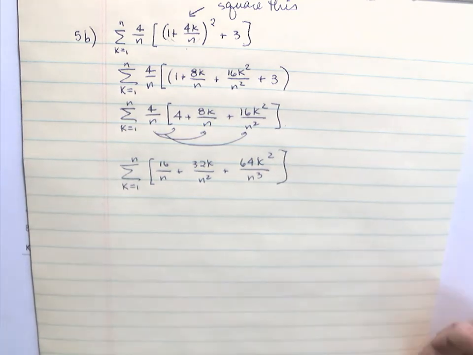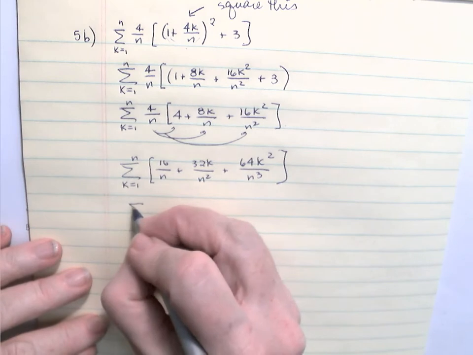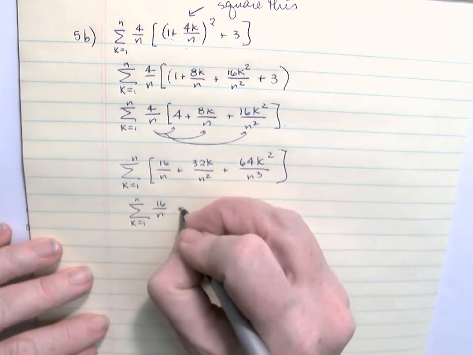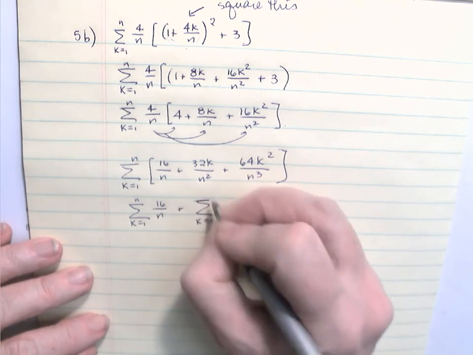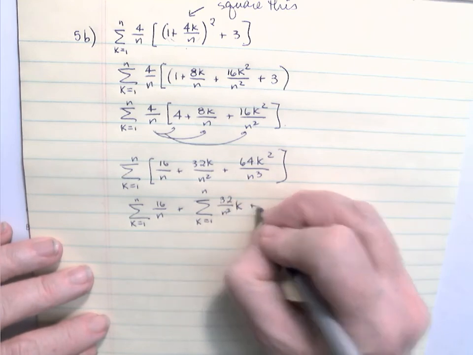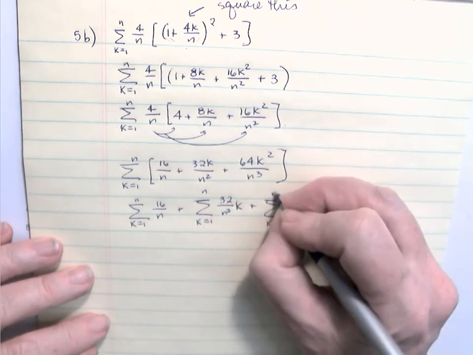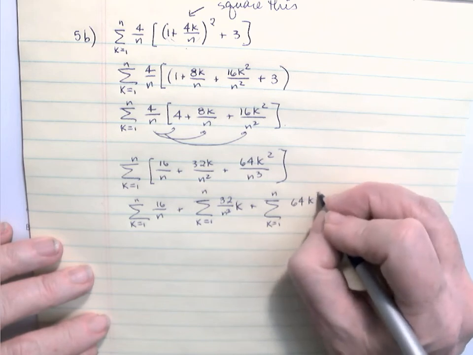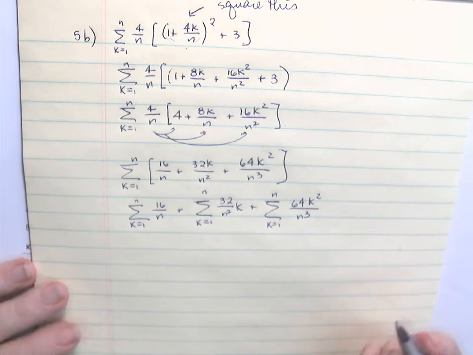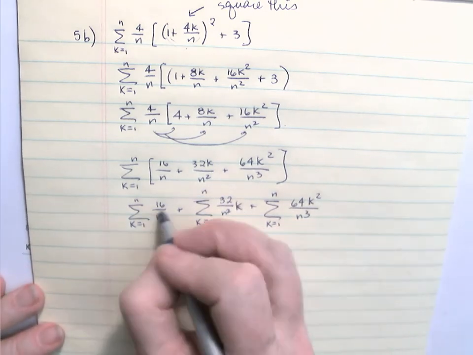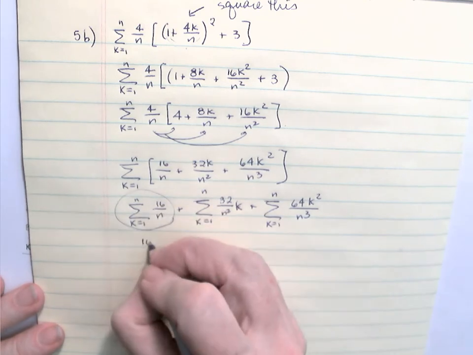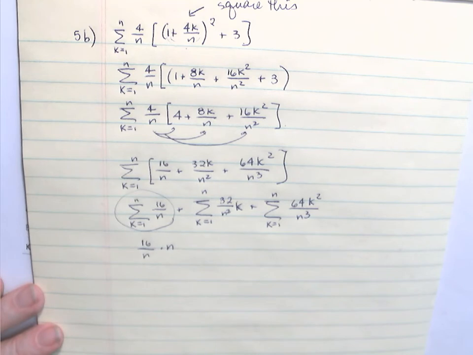Now, here's what we can do. Now we can split this up. Properties of sigma. We have the sum from k equals 1 to n of 16 over n, plus the sum from k equals 1 to n of 32k over n squared, plus the sum from k equals 1 to n of 64k squared over n cubed. Now, if you remember, the only variable we have is k. So for this very first term, we can use that constant property. So we know this is going to be 16 over n times n.